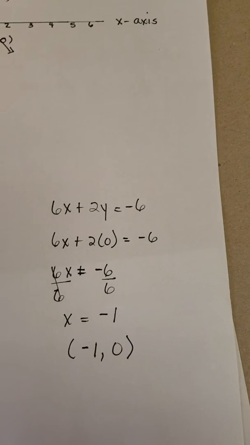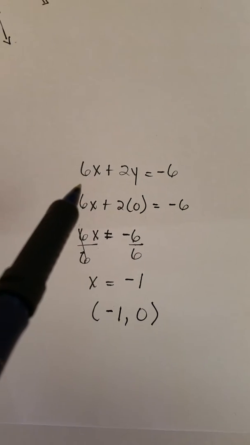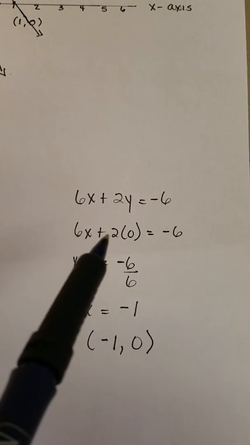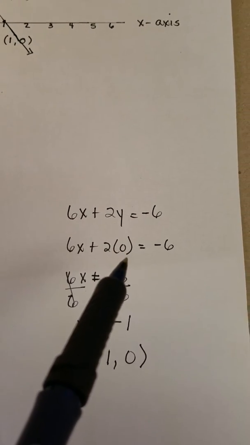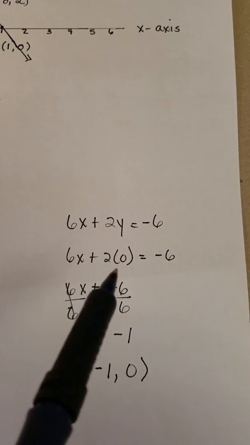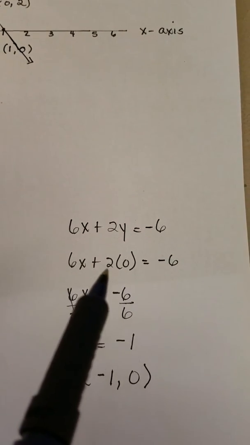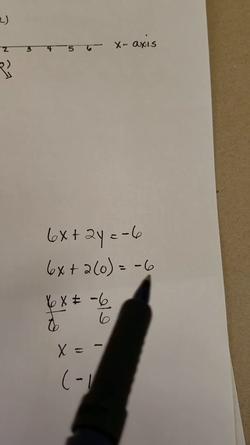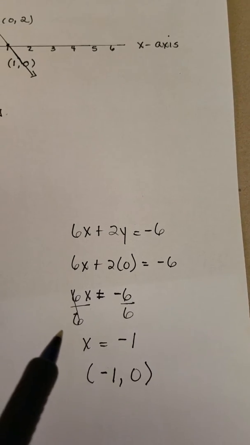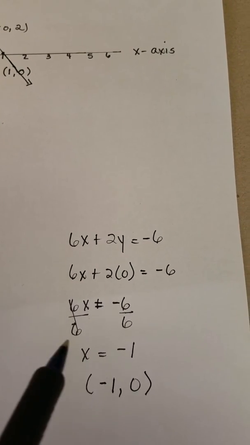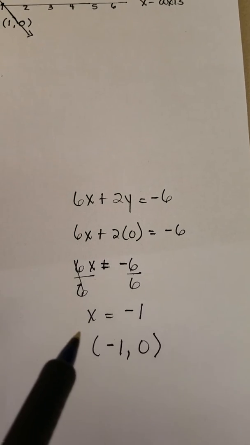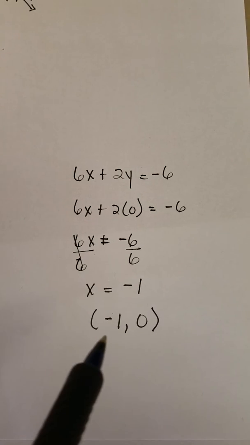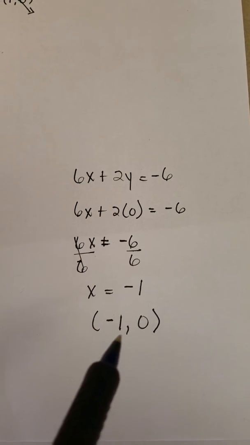On this side, I did the same problem, 6x plus 2y equals negative 6. In the place of y, I put 0. So 6x plus 2 times 0 equals negative 6. I canceled out the 6's on both sides. That leaves me with x equals negative 1. So my x and y coordinates are negative 1 and 0.